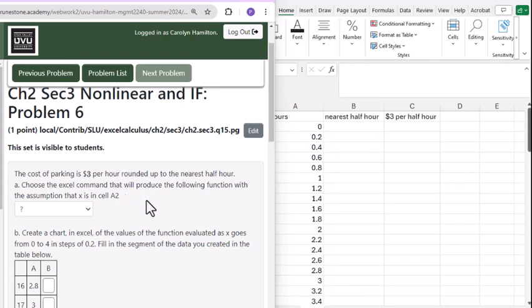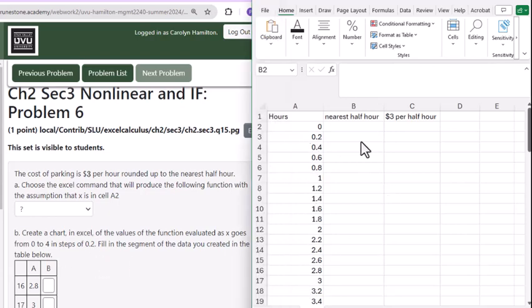In this problem, we're looking at the cost of parking. It's $3 per hour, but it's rounded up to the nearest half hour. Create a chart from 0 to 4 in steps of 0.2. Okay, so I've created that over here.